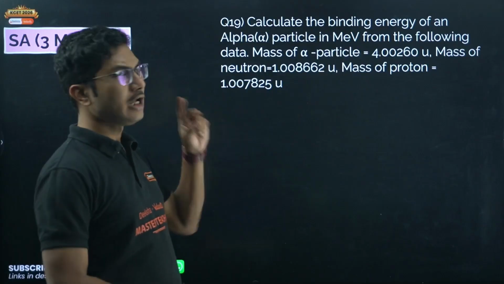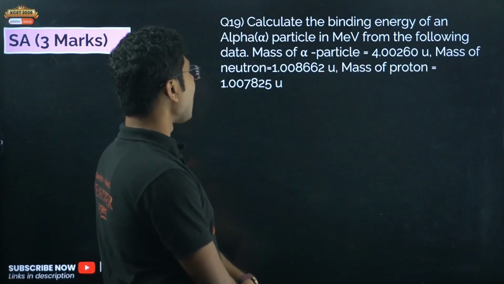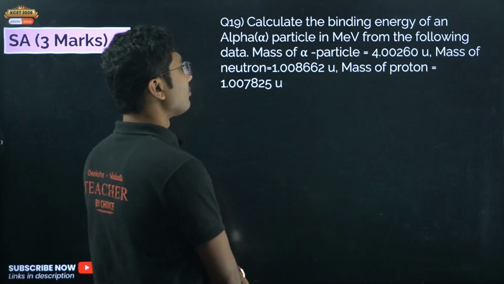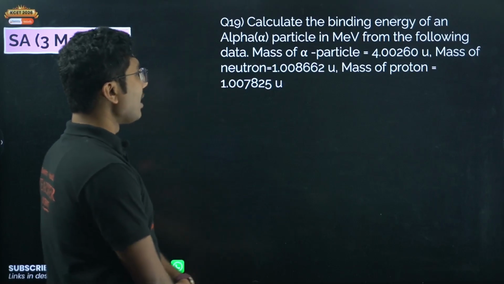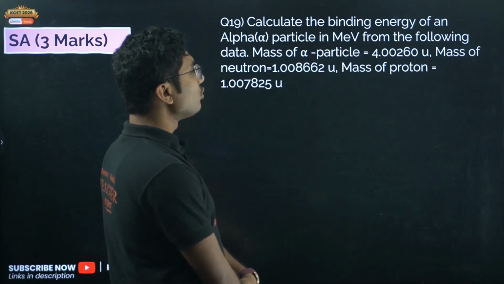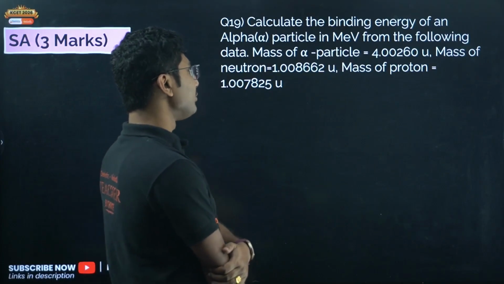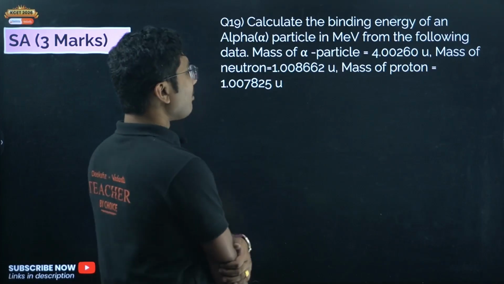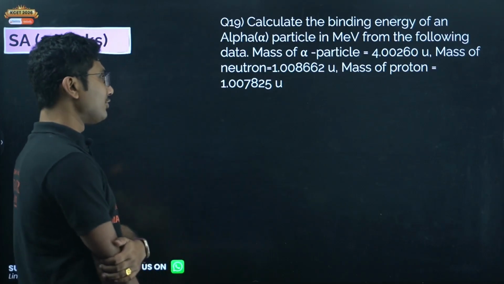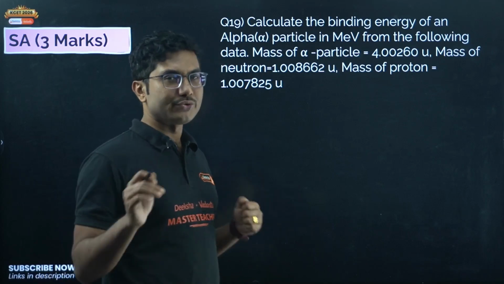So we will be solving two numerical problems. Calculate the binding energy of an alpha particle in mega electron volt from the following data. Mass of alpha particle is 4.00260 u. Mass of one neutron is 1.008662. Mass of proton is 1.007825. Now to exactly calculate the value, you have to use a calculator.